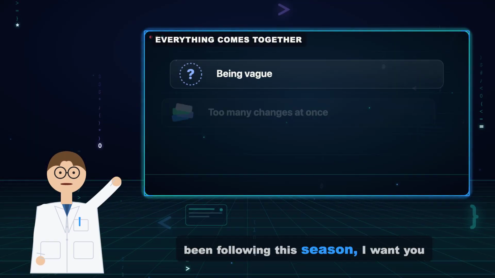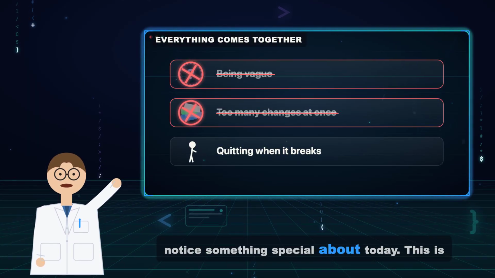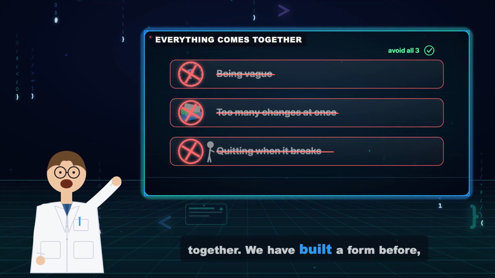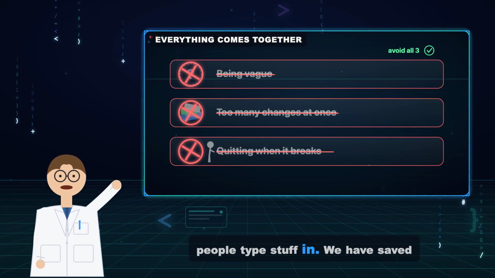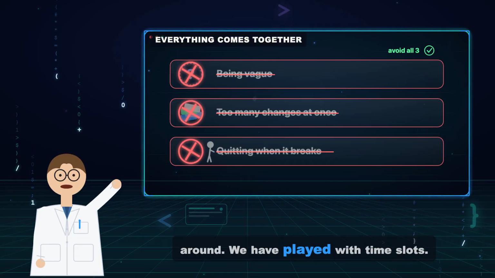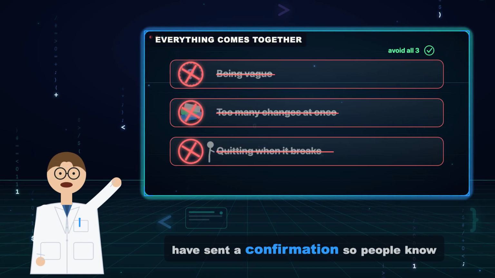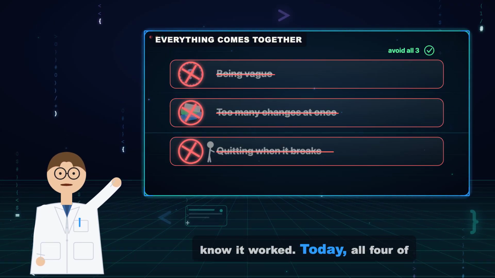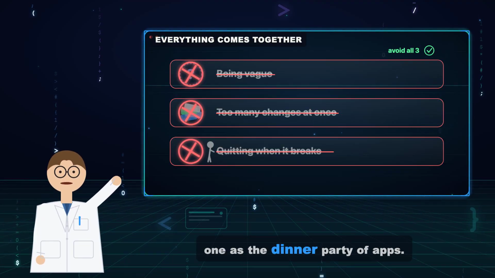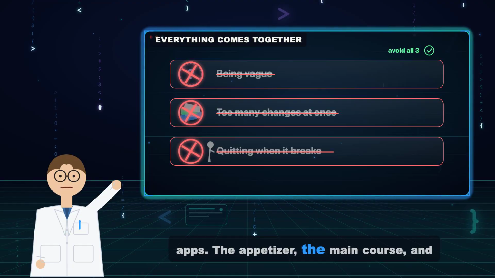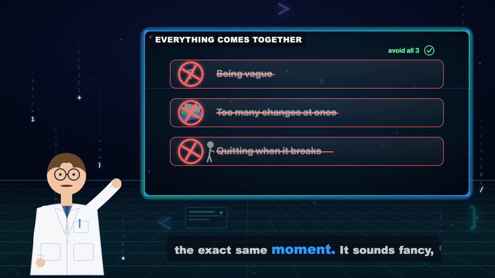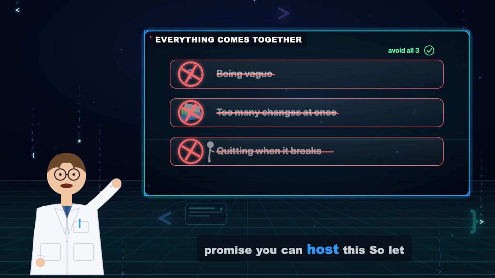If you have been following this season, I want you to notice something special about today. This is the app where everything we have learned finally comes together. We have built a form before, where people type stuff in. We have saved data before, so the stuff people type actually sticks around. We have played with time slots, and we have sent a confirmation so people know it worked. Today, all four of those show up at the same table. I like to think of this one as the dinner party of apps. The appetizer, the main course, and the dessert all arrive together, warm, at the exact same moment. It sounds fancy, but I promise you can host this dinner.